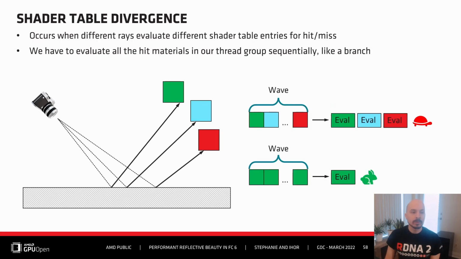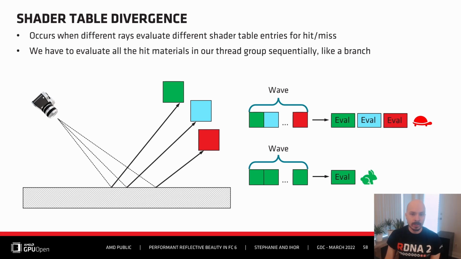The next form of divergence is shader table divergence, which occurs when different rays have to evaluate different shader table entries, usually for hit and miss shaders. This sometimes happens if you have different materials that have different hit shaders. And we show that here in our diagram, where we have 3 different rays that hit 3 different boxes again. Each box is color-coded to represent a different material, and that material has its own hit shader. On the right, we see how this actually executes.